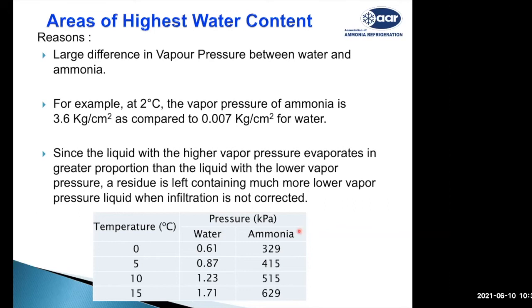Typically, when I am running at an evaporating temperature of 0 degrees, the water pressure could be 0.6 and ammonia could be 3.29 kPa. Now, if I am at a temperature of 15 degrees centigrade, water could be at 1.71 kPa, and ammonia could be 6.29 kPa. So you can see there is a huge vapor pressure difference for different operating conditions between water and ammonia. This vapor pressure difference keeps the water accumulated on the low pressure side.